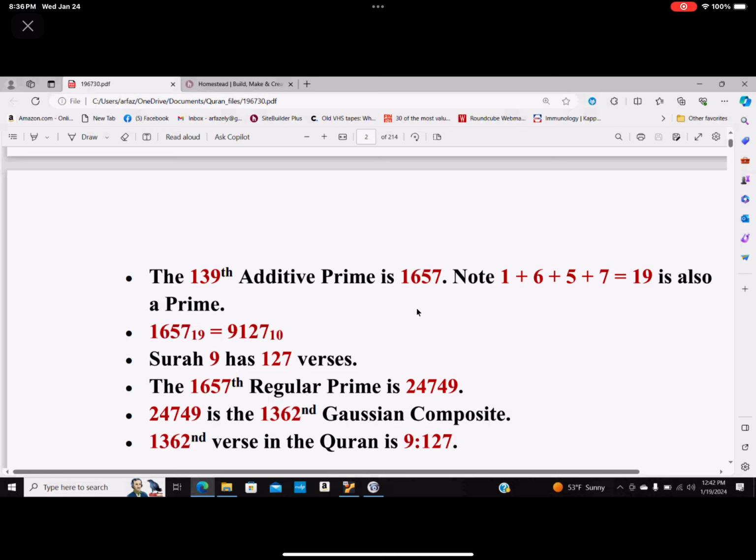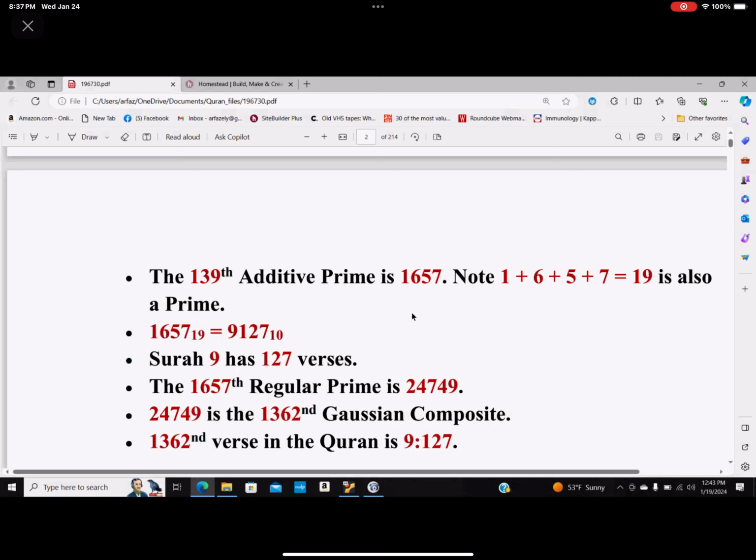So now we'll dig a little deeper. The 139th additive prime is 1657. Again, 1657 is an additive prime because 1 plus 6 plus 5 plus 7 is equal to 19, which is also a prime. Well, guess what? 1657 in base 19 is equal to 9:127 in base 10. So 17 times during the day, when you do the Al-Fatiha in Arabic, without arguing and without bringing all those excuses, because they really don't want to do their contact prayers. That's the bottom line.